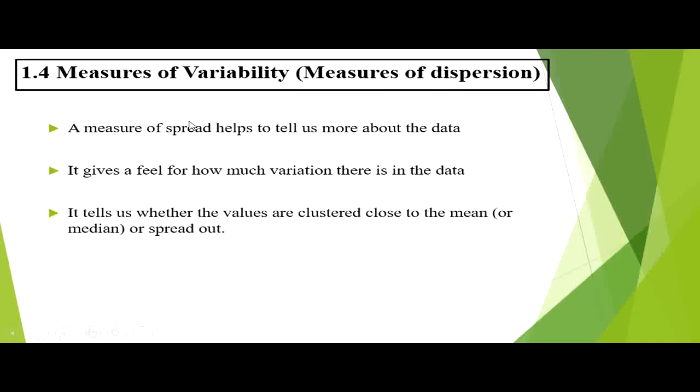Measures of variability, measures of dispersion, in other words, how far the data are dispersed from the mean. That's the meaning of this chapter. A measure of spread helps to tell us more about the data. It gives a feel for how much variation there is in the data. It tells us whether the values are clustered close to the mean or median or spread out.